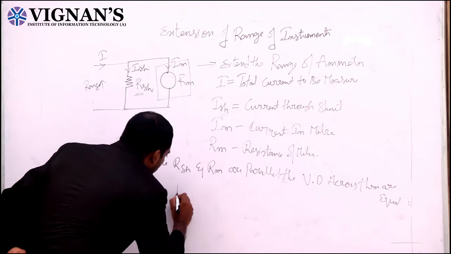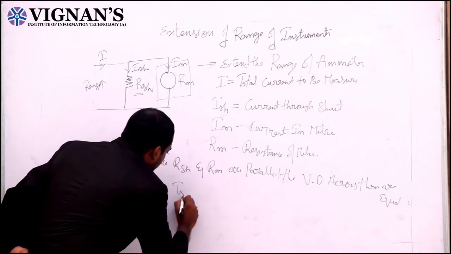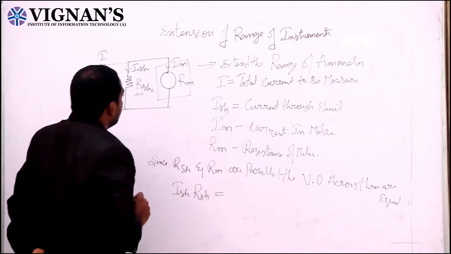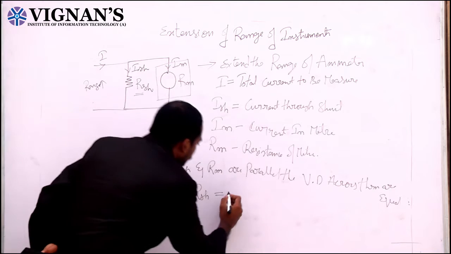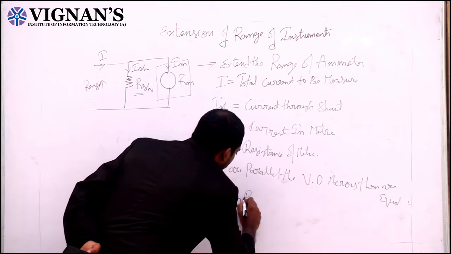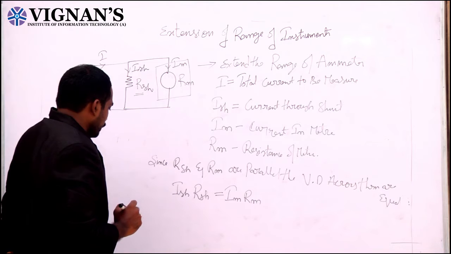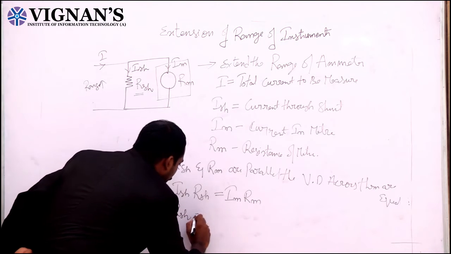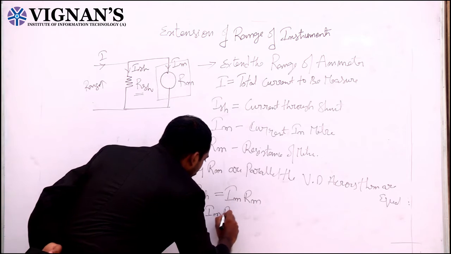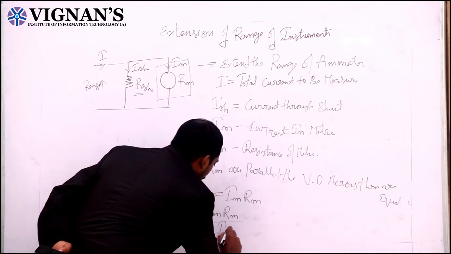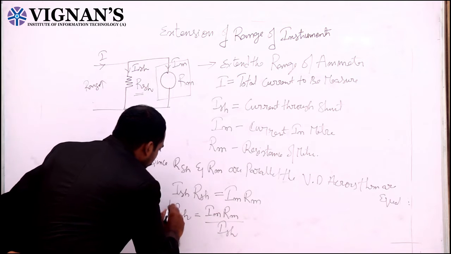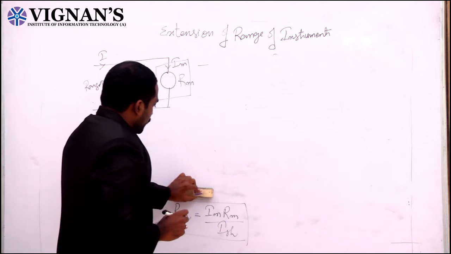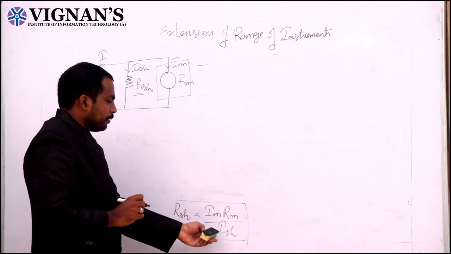That is, ISH into RSH is equal to IM into RM. From this, what is the value of RSH we are getting? The value of RSH is equal to IM into RM by ISH. So we have obtained the value of RSH as IM into RM by ISH.